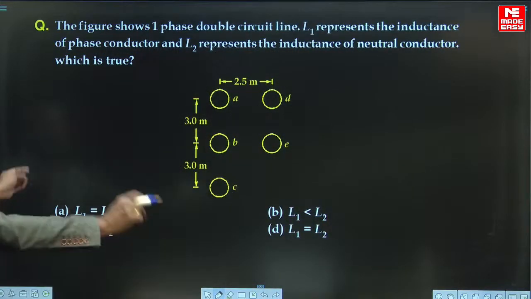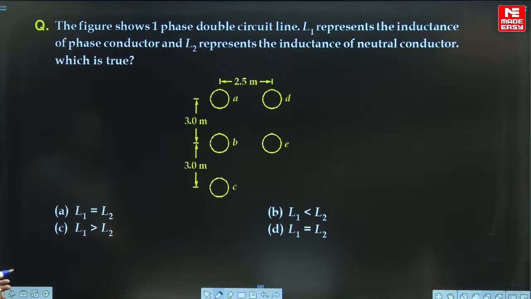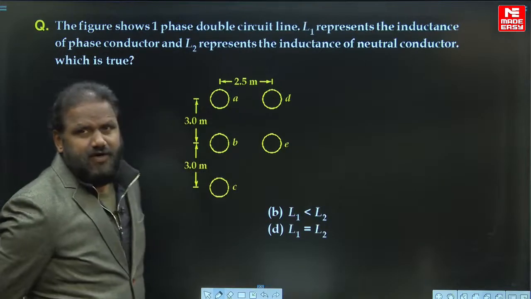Next, the figure shows a single phase double circuit line. L1 represents the inductance of the phase conductor, L2 represents the inductance of the neutral conductor. What is true? Four options have been given. This is a beautiful question.